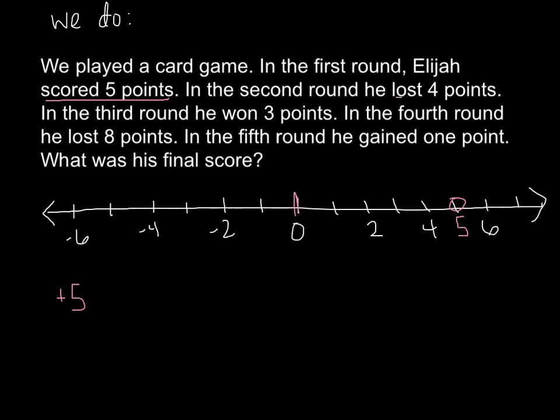In the second round, he lost 4 points. Lost is negative. It's going the opposite direction than we want to go. So he lost 4 points. That's a negative 4. So where does that put us? Well, we're going the negative direction. This is the positive direction, and over here is the negative direction. So starting at 5, where we left off, he's now going negative 4. 1, 2, 3, 4. That puts him at positive 1. So now he's at positive 1.